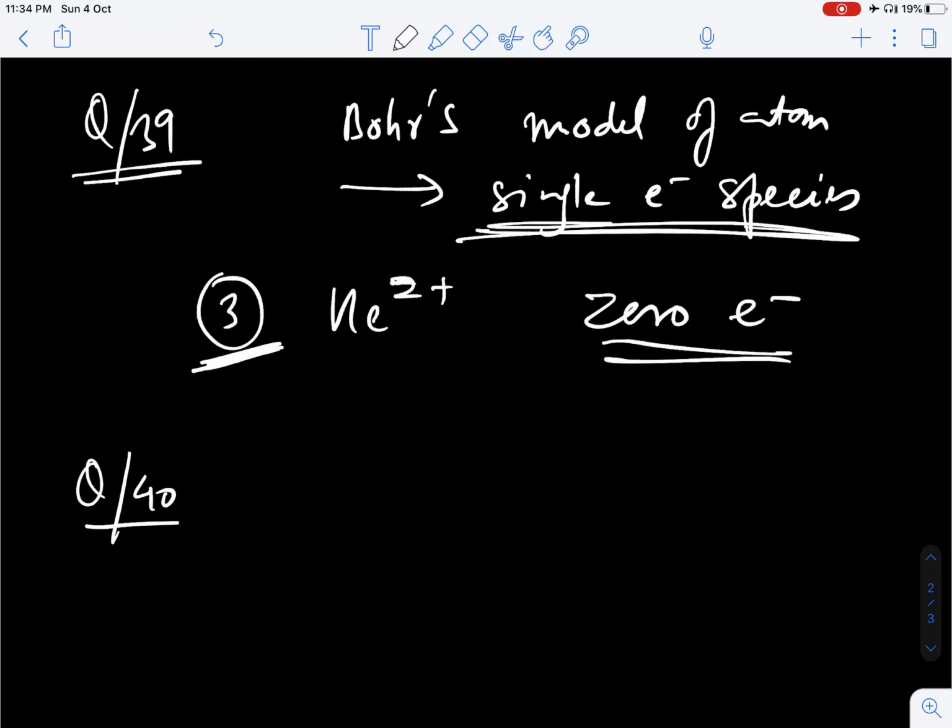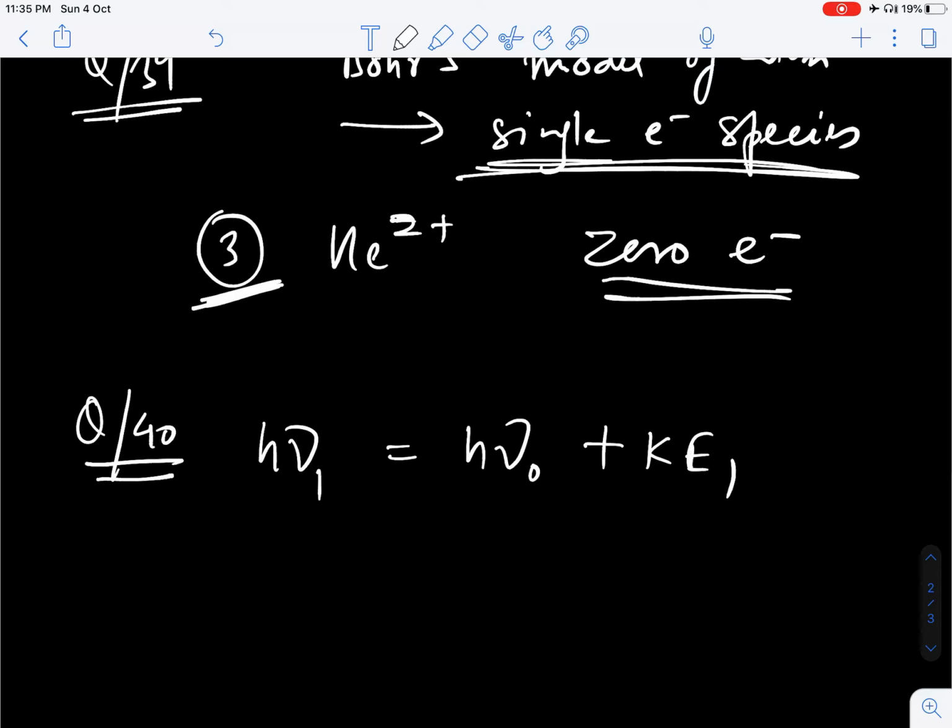Question number 40. When the frequency of light incident on a metallic plate is doubled, you have to find what will be the change in kinetic energy. So see, suppose the initial frequency is nu1. So h nu1, we can write the energy of the photon is equal to the threshold energy, that is h nu naught, plus the kinetic energy. Initial kinetic energy is KE1.